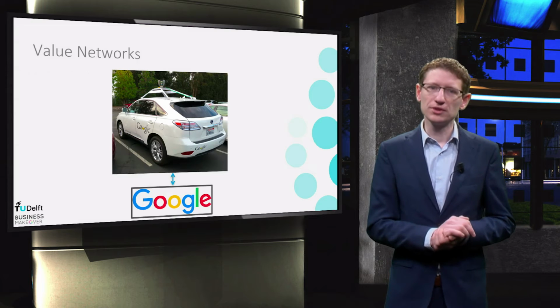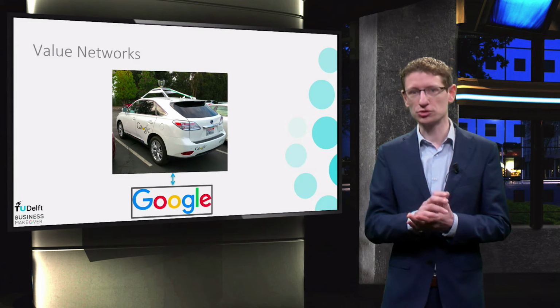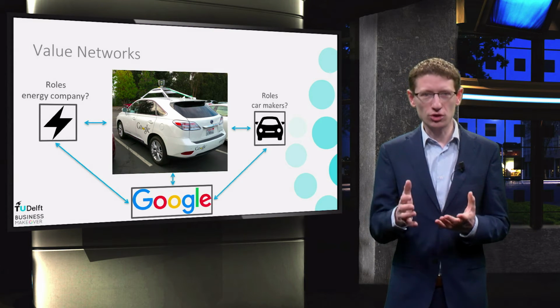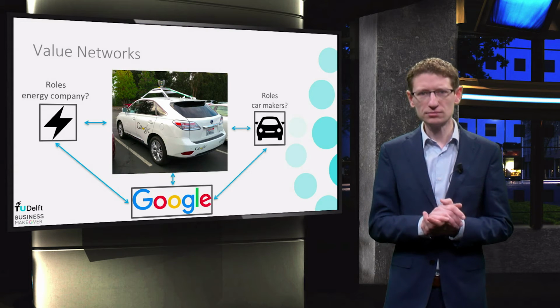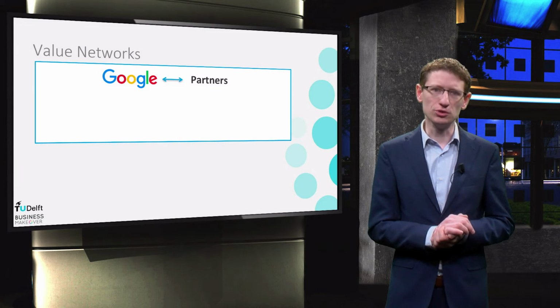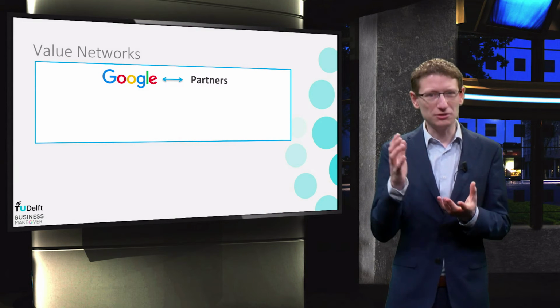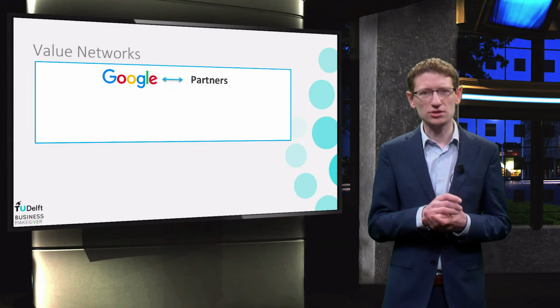Think about Google, an IT company, but working together with companies in automotive to create the Google car. How the roles are divided between Google, car makers and energy companies is not so clear. Value networks are a useful tool for cases like this. Cases where there is not a linear value chain, but something more complex going on between partners.